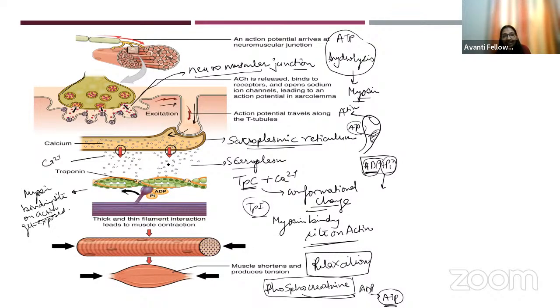acetylcholine. Okay. And now we know that during the relaxation, we have to take back all the calcium which was released when the impulse was received by the sarcoplasmic reticulum. Now, during the relaxation, we have to influx all the calcium back into the sarcoplasmic reticulum. So in this process, a protein is also required, and this protein is known as calsequestrin. This is the protein which influxes the calcium back into the sarcoplasmic reticulum during the relaxation state. Now I have discussed both the contraction and the relaxation.